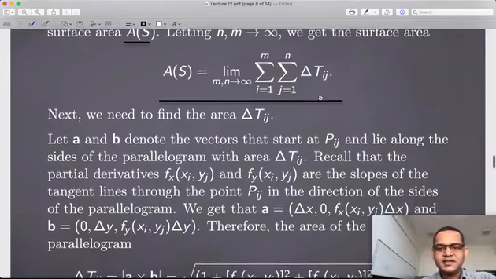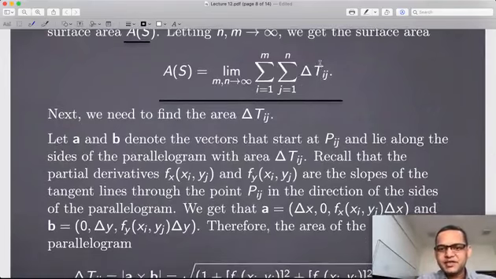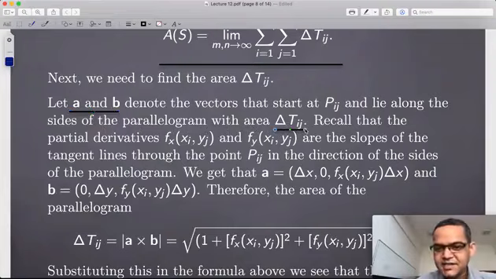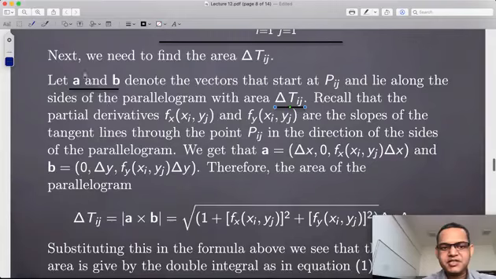Okay, all right. So the area of the parallelogram can be found, we know from our discussion on the cross product, that if I get hold of those two sides, the vectors, the area of the parallelogram is nothing but the magnitude of the cross product. Okay, so this is where again you need to go back to the discussion of tangent planes. So let A and B denote the vectors that start at the point and lie along the sides of the parallelogram, and of course the area is delta T, I say. So what are these vectors? Once we know these vectors, then we are done.